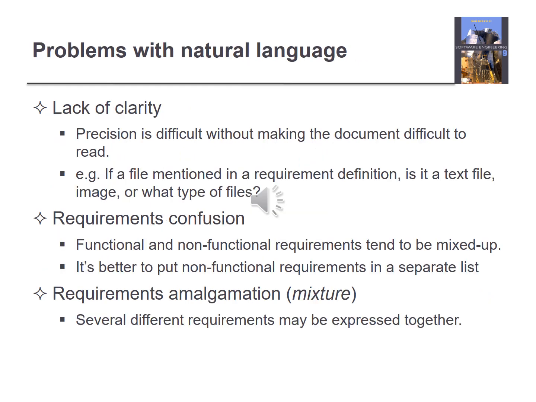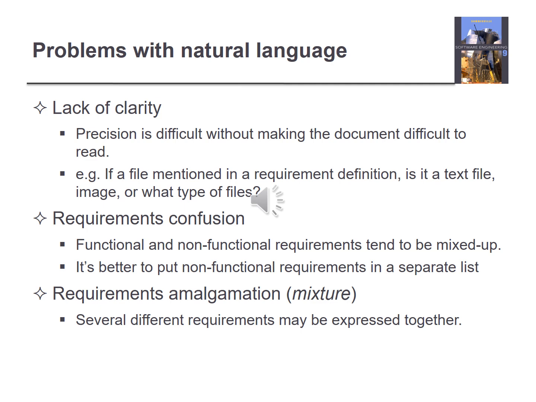As we said, natural language has some advantages: expressive, intuitive, and universal. But it has some disadvantages and some problems when you use it. The first one is lack of clarity. It is sometimes difficult to use language in a precise and unambiguous way without making the document wordy and difficult to read by the customer or by us. For example, if we mention a file, what do we mean by file? Is it a text file, an image file? What type of file is it?